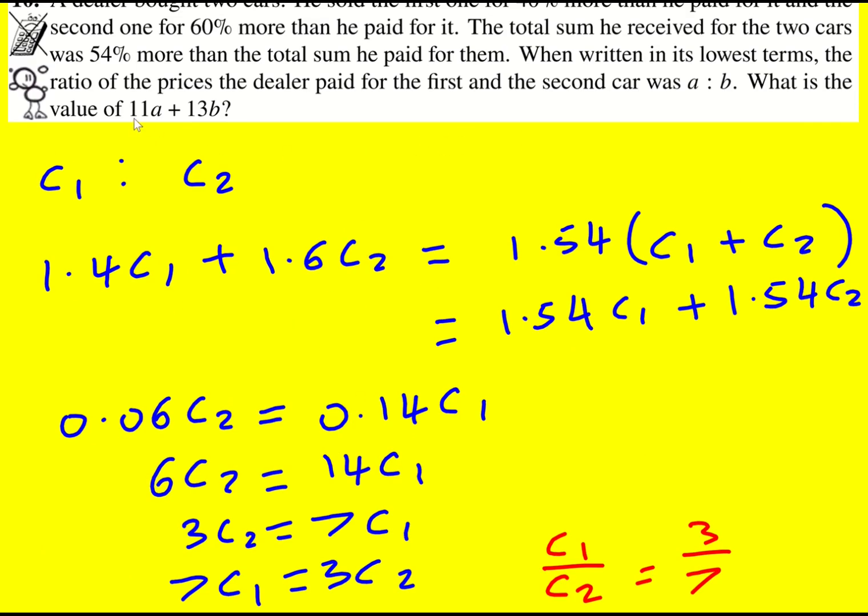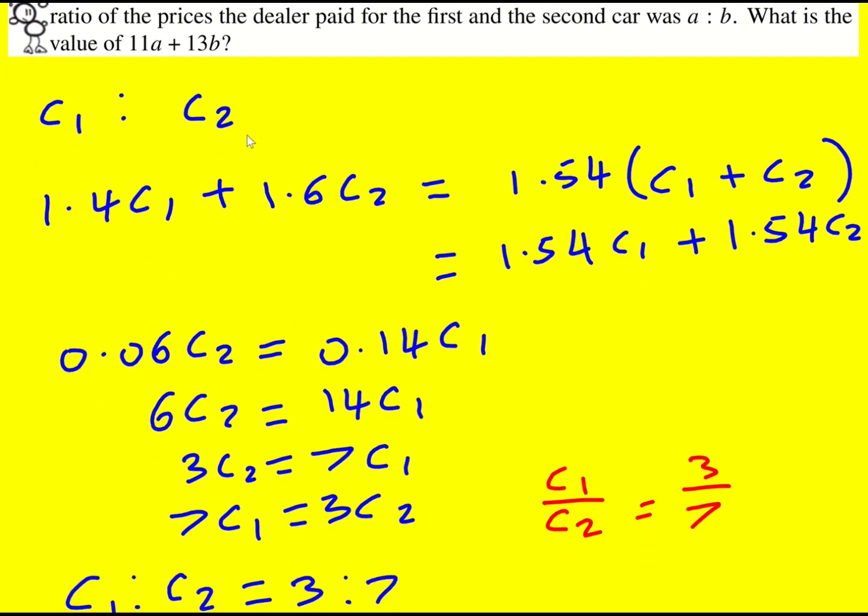Okay, and now we're asked for the value of 11a plus 13b. So I've got that this is going to be a, and this is going to be b. So it's going to be 11 times 3, 33, plus 13 times 7, that's 91. So my final answer is going to be 124.